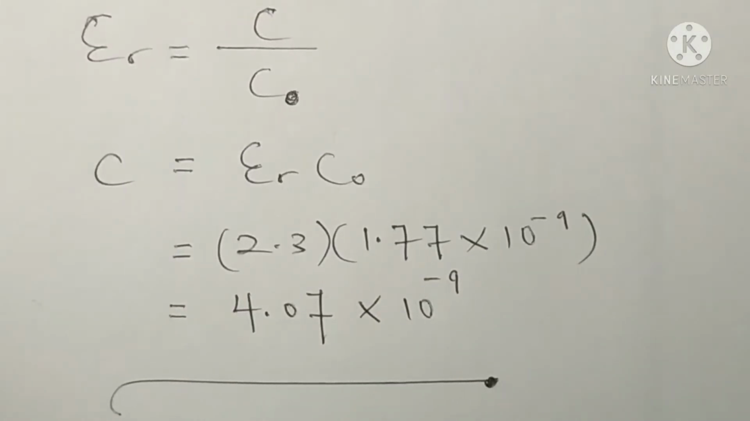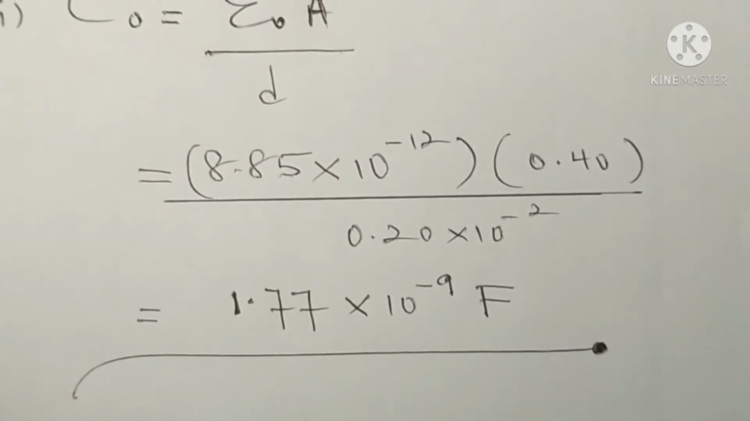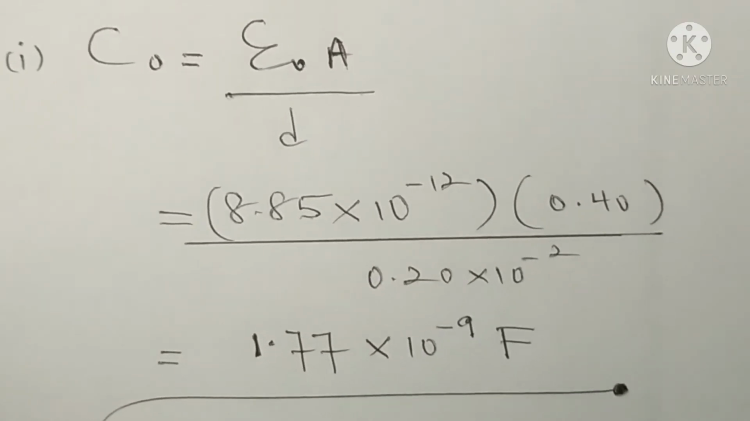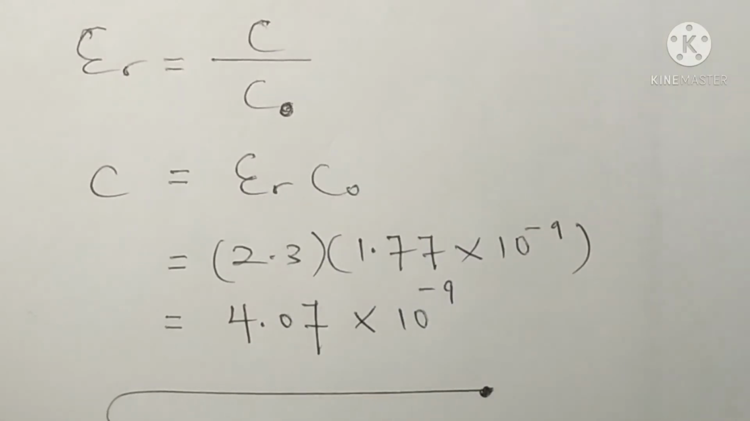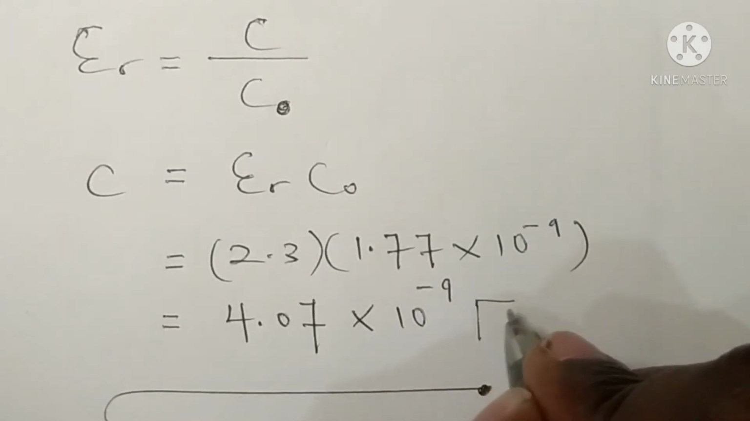Everyone knows that the questions already gave the dielectric constant permittivity R is 2.3 and the C naught from section A Roman 1, which is equal to 1.77 times 10 to the power of negative 9 farad. So we have to just substitute all the possible values into this equation to get the answer for the capacitance of the capacitor if the space between the plates is an insulator of dielectric constant 2.3, which is equal to 4.07 times 10 to the power of negative 9 farad.